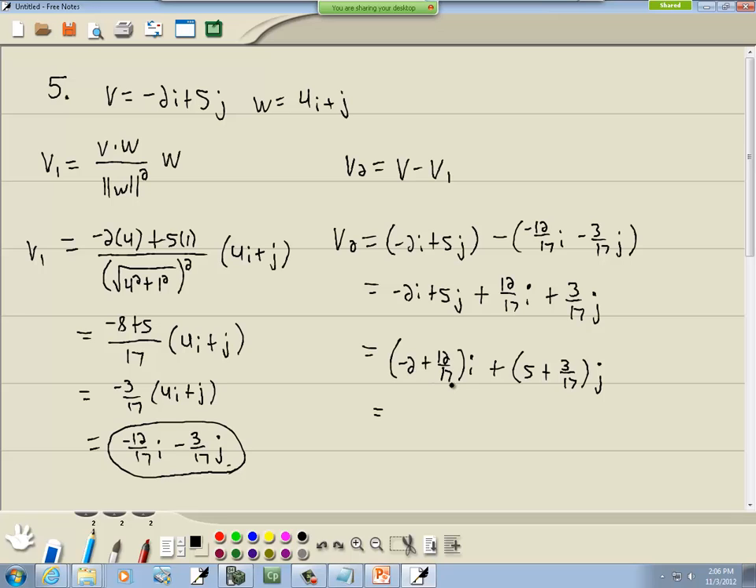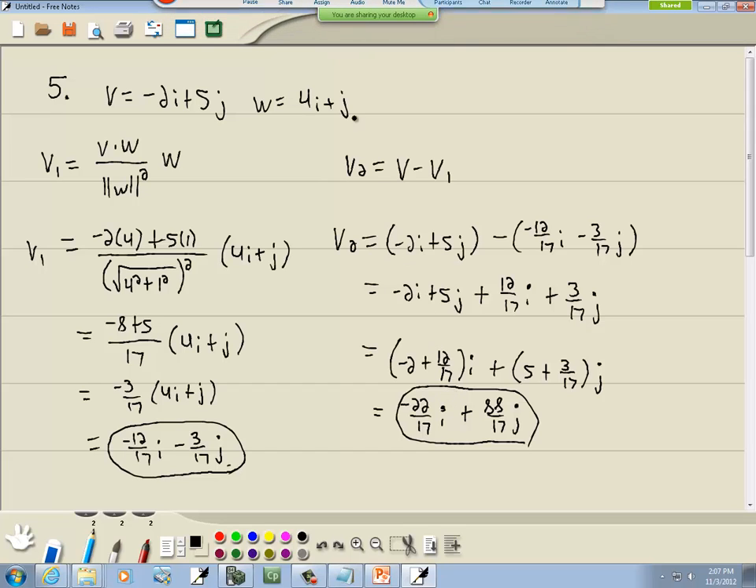This is a mixed number. Negative 2 times 17 is negative 34. Plus 12 gives us negative 22, I believe, over 17 i. 5 times 17 is 85? Yeah, 85 plus 3 is 88. So that gives us 88/17 j. Assuming I did my basic math right, which is always kind of questionable. That looks right. Okay, so those will be our answers. So that is orthogonal to W. So kind of a neat way to get two vectors that are orthogonal to each other.